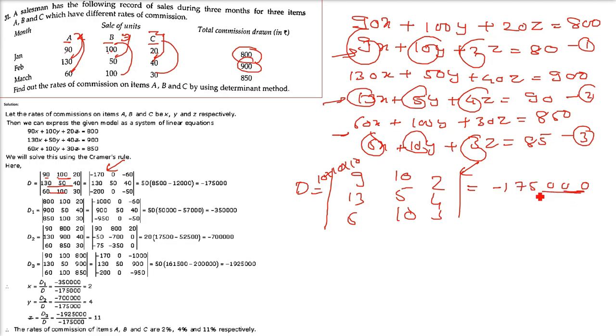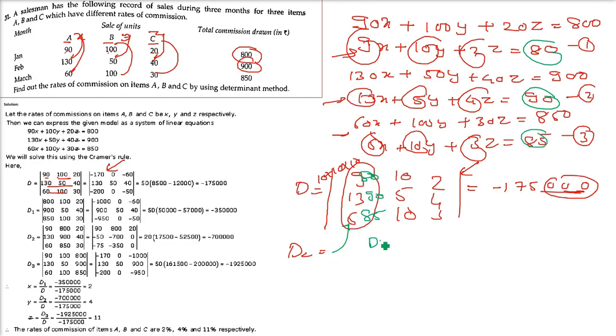D1 also you can compute, D2 also you can compute, and D3 also you can compute. And once you compute D1, D2, D3, x will be D1 by D, y will be D2 by D, z will be D3 by D. So in D1, the first column will be replaced by 80, 90 and 85. In D2, it is not D3, it is D2, this column will be replaced by 80, 90 and 85. In D3, 80, 90, 85, this has to be replaced.